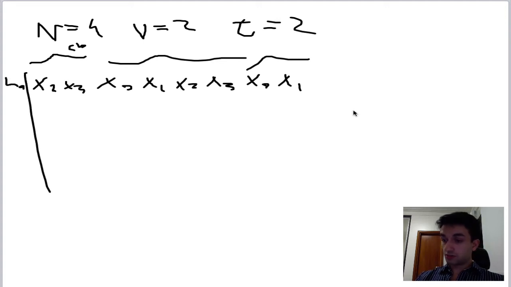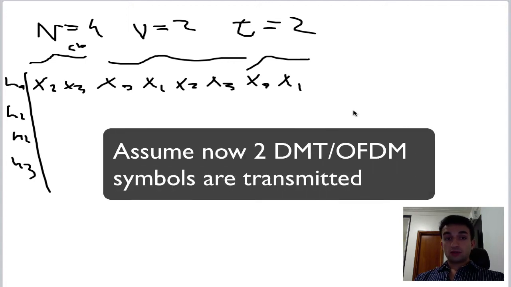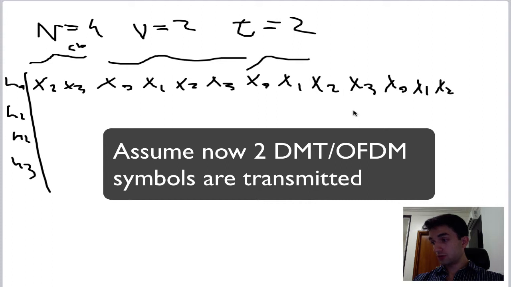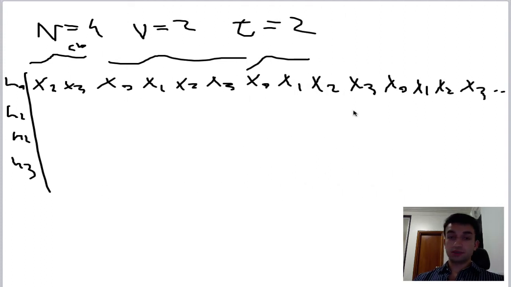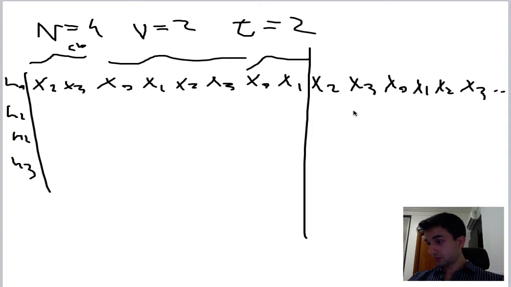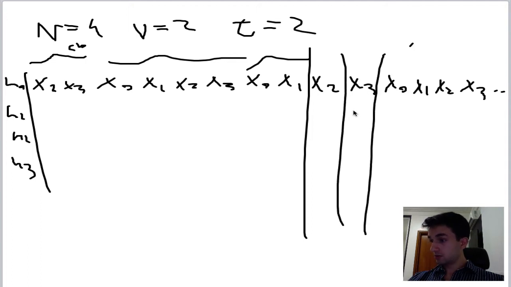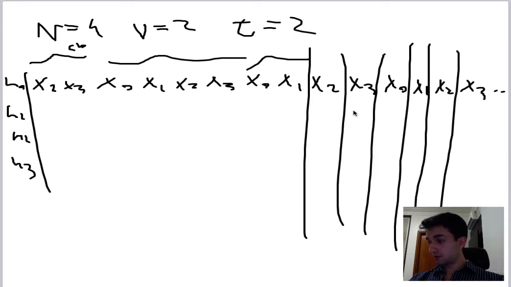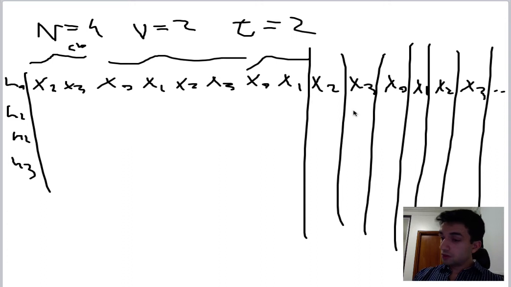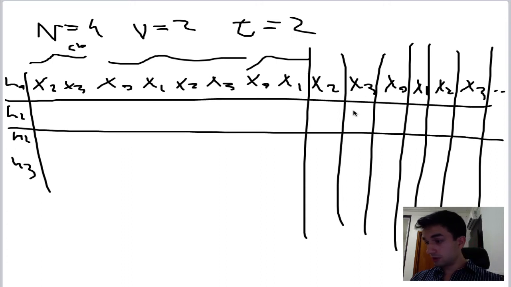So let's do the first column of the table: 0, 1, 2, 3. So what the convolution would do is, let's assume there are in this time two symbols being transmitted. And so let's do once again another symbol here: x2, x3, x0, x1, x2, x3. It continues, but let's stop here. So let's divide here. Here's the beginning of the second symbol: x2, x3, x0. Okay. So what the convolution would do is the linear convolution.